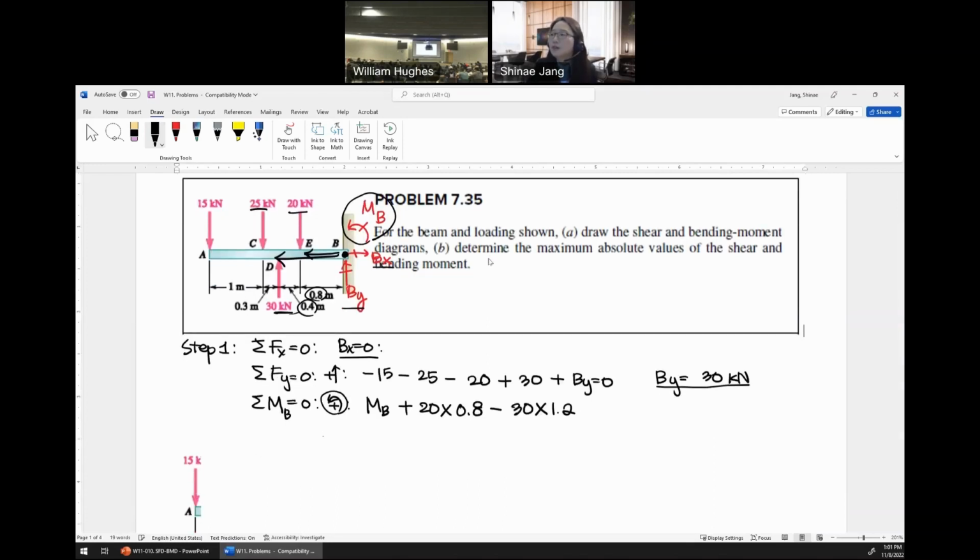And next, 25 times, so this is 0.3, right? 0.8 plus 0.4 plus 0.3, so 1.5. And the last one, 15 times 1 plus 0.3 plus 0.4 plus 0.8. So it is 2.5. Right? Is there anything else? 1, 2, 3, 4, and M. No. So then by solving this equation, we can find MB. So I'll give you a few minutes to calculate this.